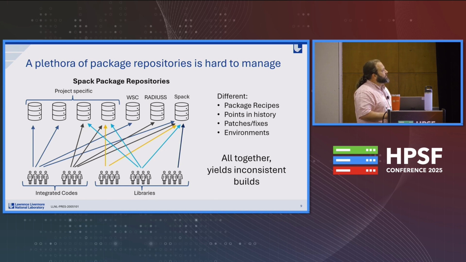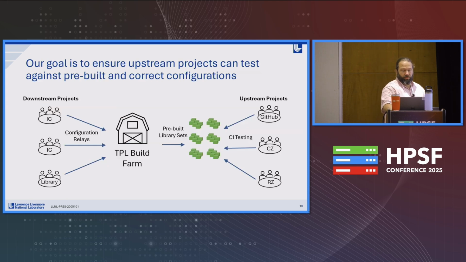And you can see, this is a nightmare. So what we're trying to do is minimize this down to one project-specific one, and then maybe just this one, and we'll see if we can get rid of this one, or just not use it, and have this one as well. So we're trying to minimize the chaos. It's not even the problem that all of these exist. They're using different points in history in all of these package repositories. They may have different patches and fixes. Their environments may be different. And so all this is just chaos. So we're trying to fix that.